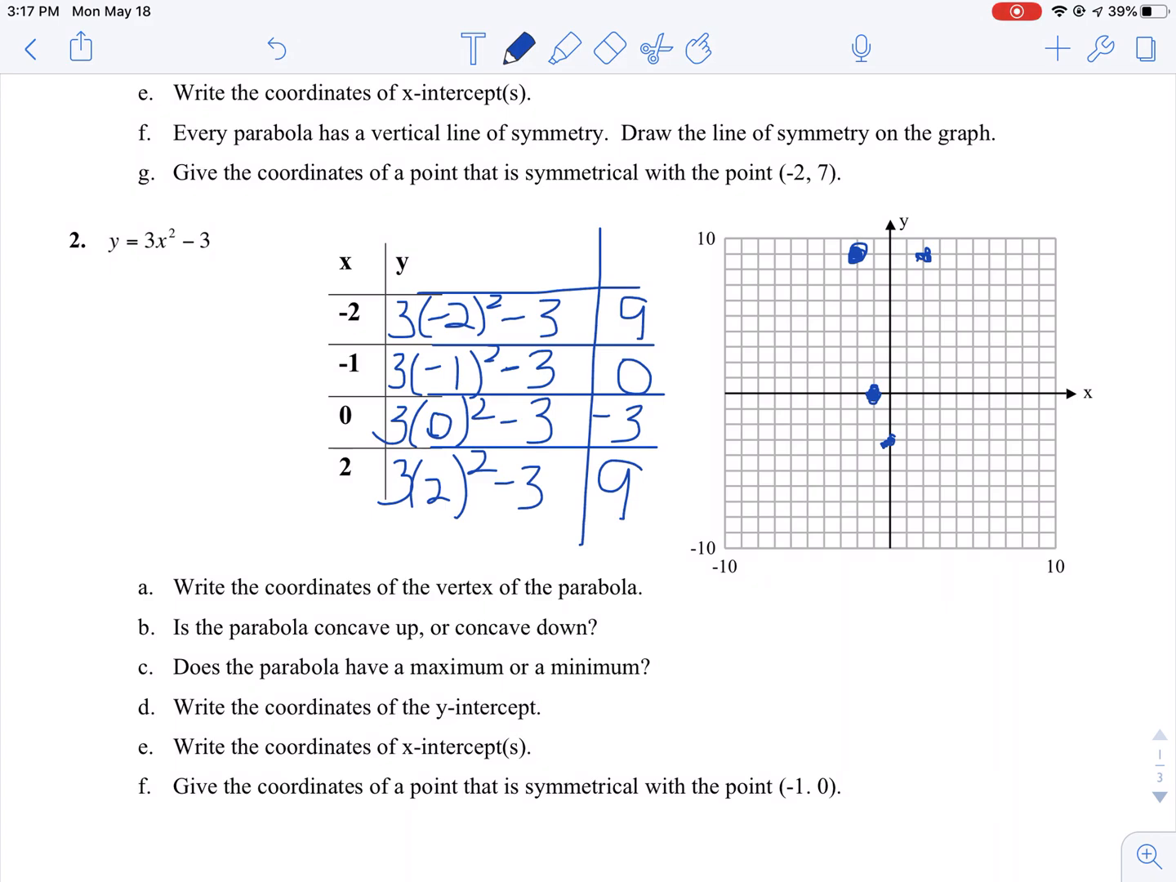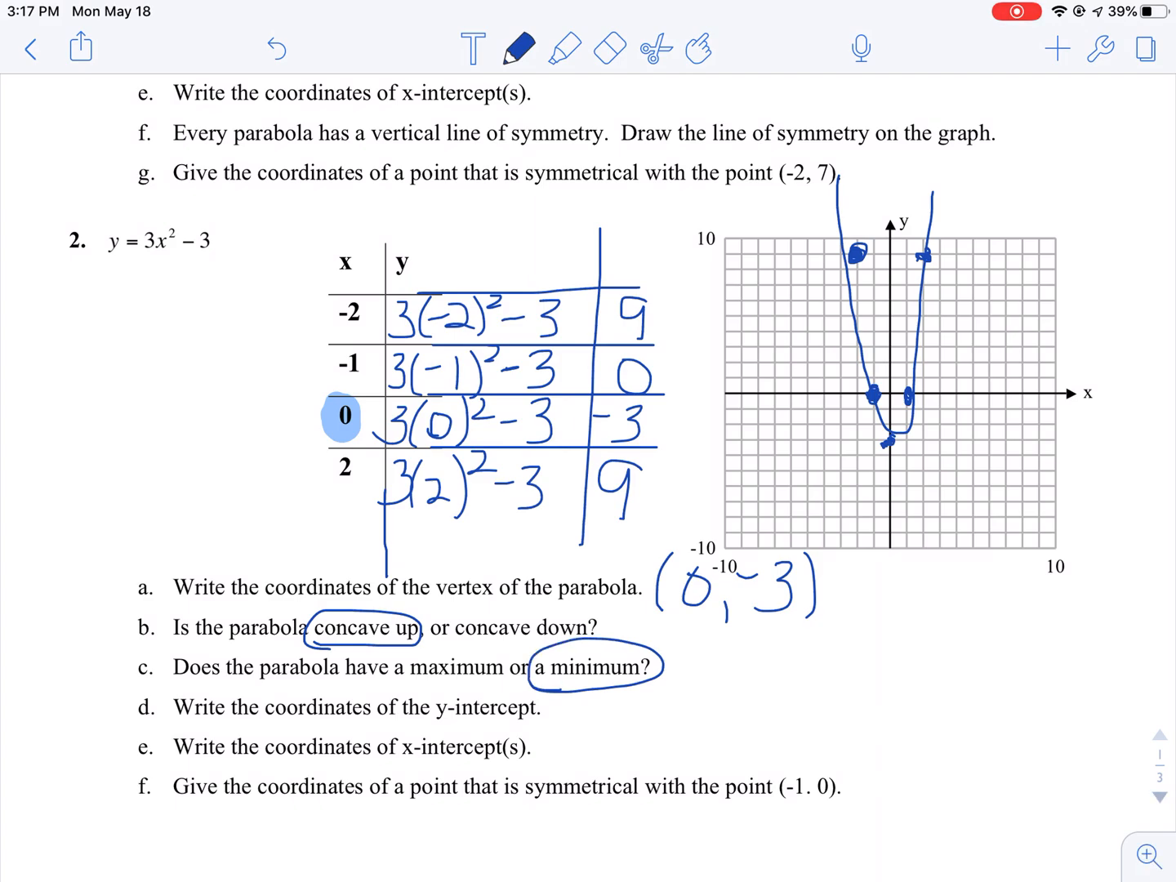And if I would put 1 in there, I would probably end up with 0, which I do. So that's another point. So those are your points, and you can see that the vertex is the lowest point in this case, and it occurs when x is equal to 0 right there. We get negative 3 for y. So is it concave up or down? It's concave up. So you can circle that. Does it have a maximum or a minimum then? It would have a minimum since it's going concave up.